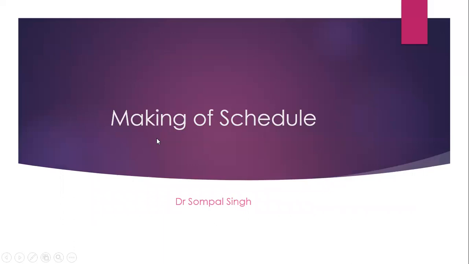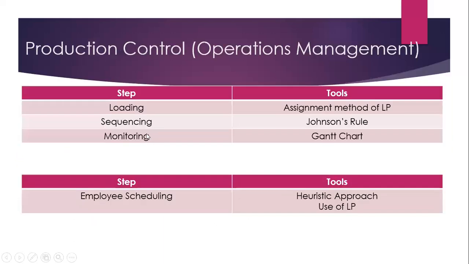So then how to make a schedule? As far as scheduling as a part of operations management, it has the following steps, that is loading, sequencing, and monitoring. Loading is done by using the assignment method of linear programming, and sequencing is done by Johnson's rule. It is given on the internet. Then monitoring is done by Gantt chart. It is one of the charting methods.